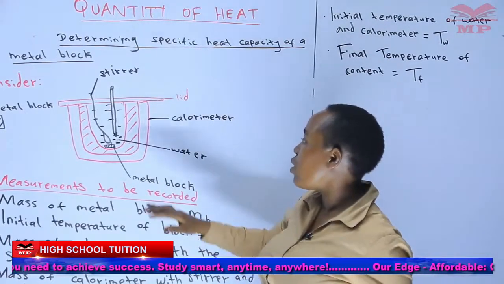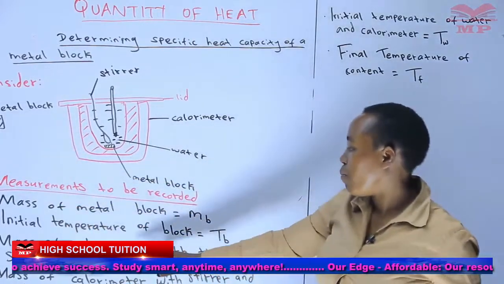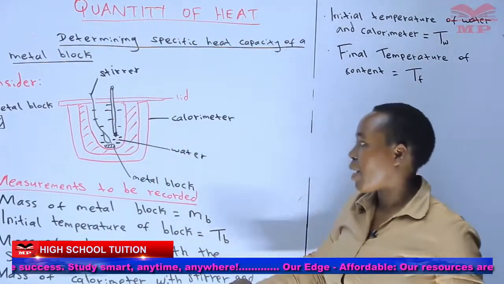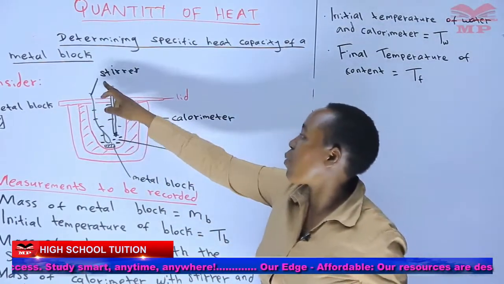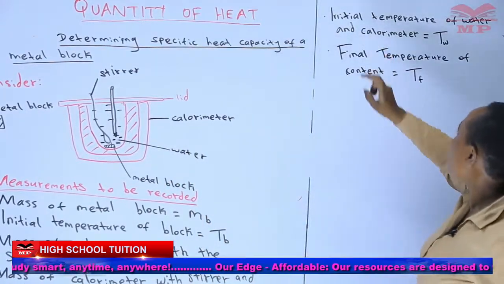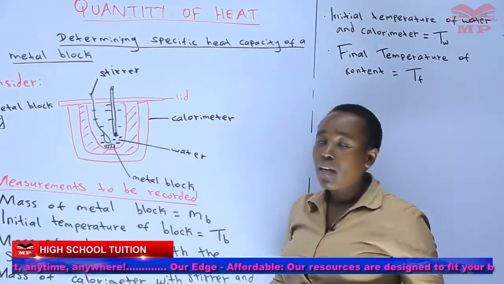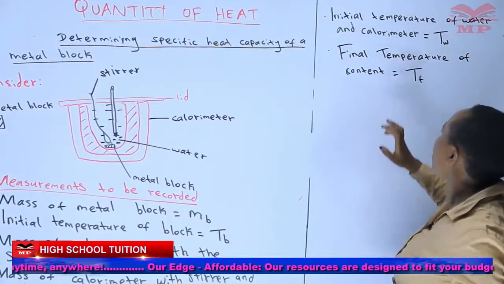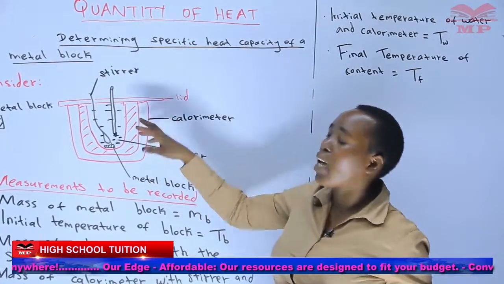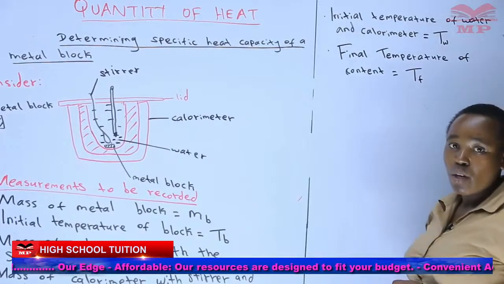So we have seen, one, we need to know the initial temperature of the metal block. Number two, the mass of the calorimeter with the stirrer. Number three, the mass of the calorimeter with the stirrer and the water. Then we also need the initial temperature of the water and the calorimeter, because they are at the same temperature. Then the final temperature of the content, that is the metal block, the water, and the calorimeter. They will attain a certain temperature, that is TF. So that is what we have.